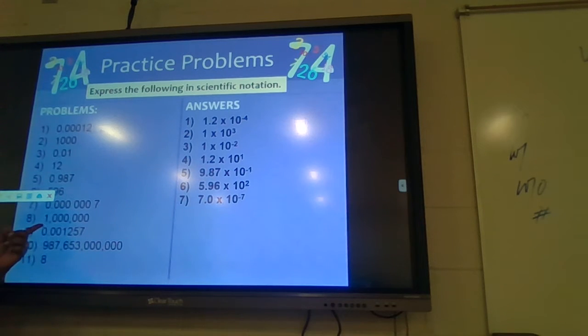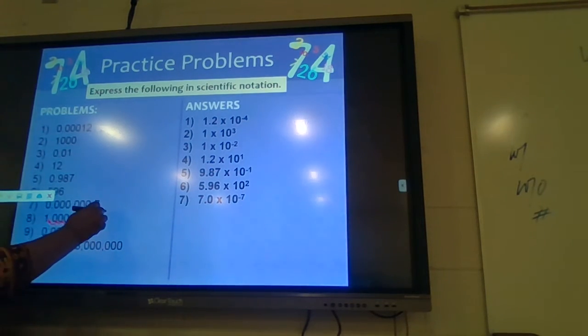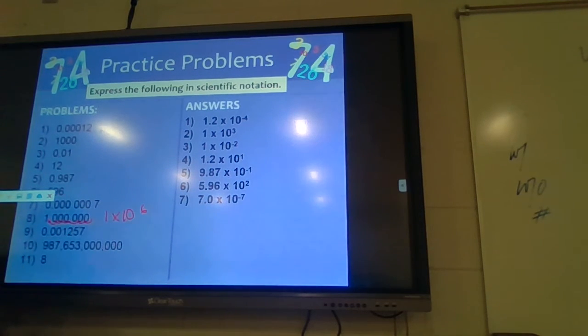Now, Michael, where are you going to put your decimal here on number 8? Behind the 1. Behind the 1? Yeah. Okay. So I move my decimal 1, 2, 3, 4, 5, 6 to the left. So is my 6 negative or positive? To the left, it says positive. Yeah, because remember, it's the opposite of what you think on the number line.